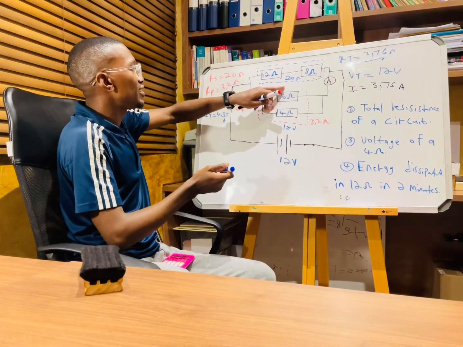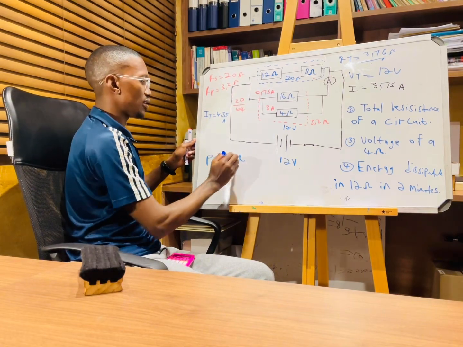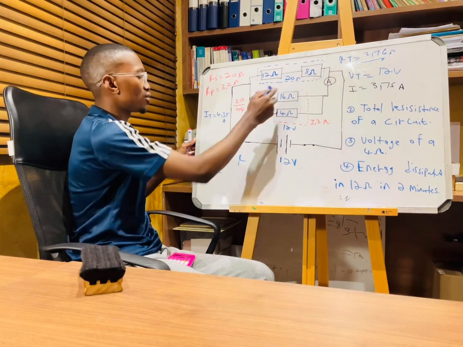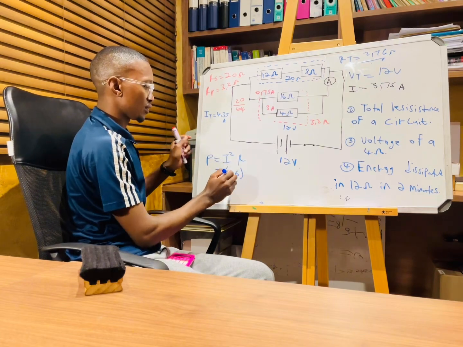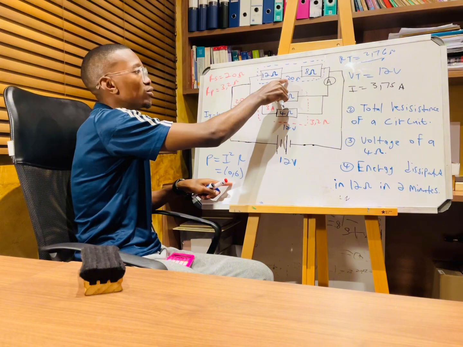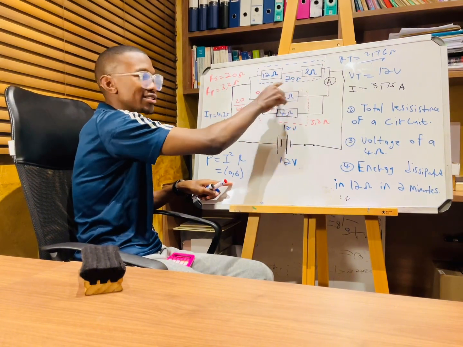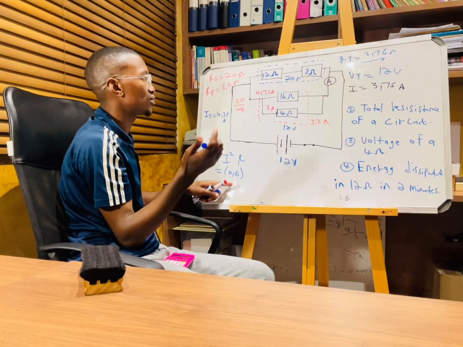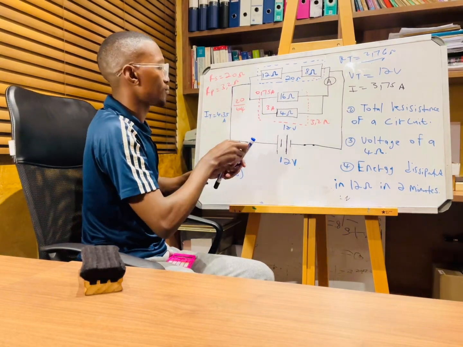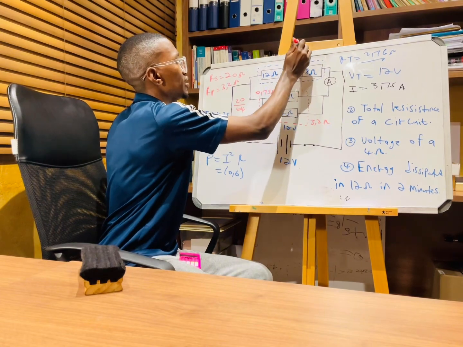Since the current here is the same, I can just say power equals I squared R. I squared is going to be 0.6, because 0.6 is the current for the 20 ohm. Remember, the 20 ohm has the 12 and 8 ohm, and since they're in series, they'll share the same current, which is 0.6. I can write it down: this one is just 0.6 amperes.